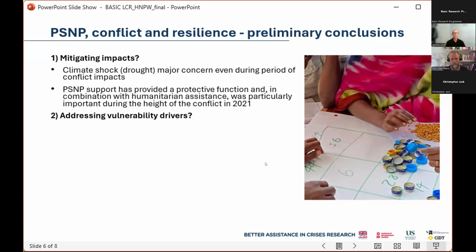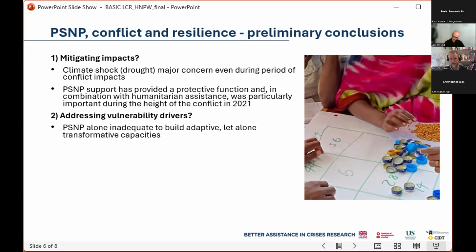In terms of addressing the vulnerability drivers, and here we come to whether and how people are better able to deal with shocks if there was a similar shock in the future, that is less clear. It's actually quite clear that PSMP support in the current amounts and the current form it's provided is inadequate to build adaptive, let alone deeper transformative capacities for people to move out of poverty or transform their livelihoods. It's simply too small. The amounts that people are given are way too small to make that kind of difference.